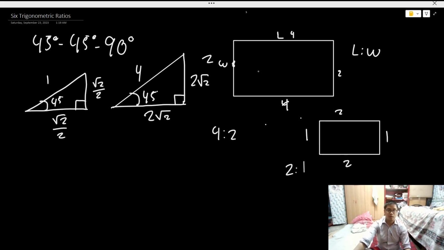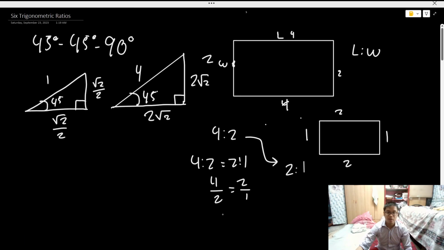Now let's have a proportion. A proportion, in case you don't know, is the equality of ratios. We will equate these two because if they are similar to each other, then they have a common ratio. So 4 is to 2 is equal to 2 is to 1. We can rewrite it in fraction form: 4 over 2 and 2 over 1. 4 divided by 2 is 2 and 2 divided by 1 is 2. So they're the same. That is their common ratio.